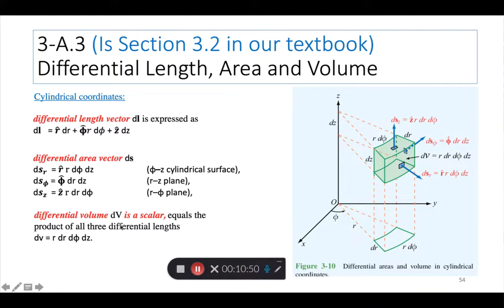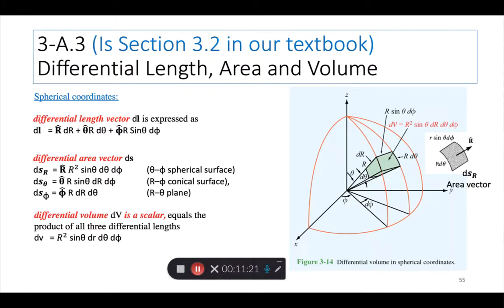Again, differential volume is a scalar, and that's just the product of dr, d phi, dz with the additional r shown here. Okay, so again, become comfortable with this figure also, so that you understand how the same concept of differential length, area and volume is being translated into the three coordinate systems that we are familiar with. So we have looked at the Cartesian or rectangular, we have looked at the cylindrical. Next, as you can imagine, is the spherical, right?